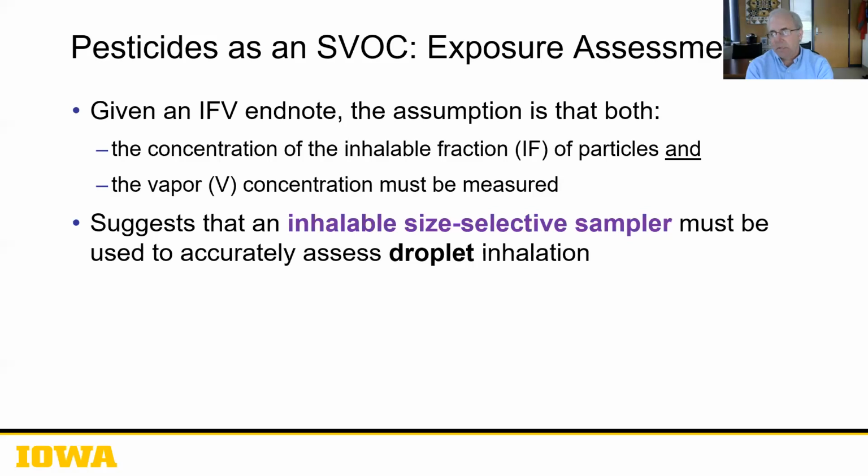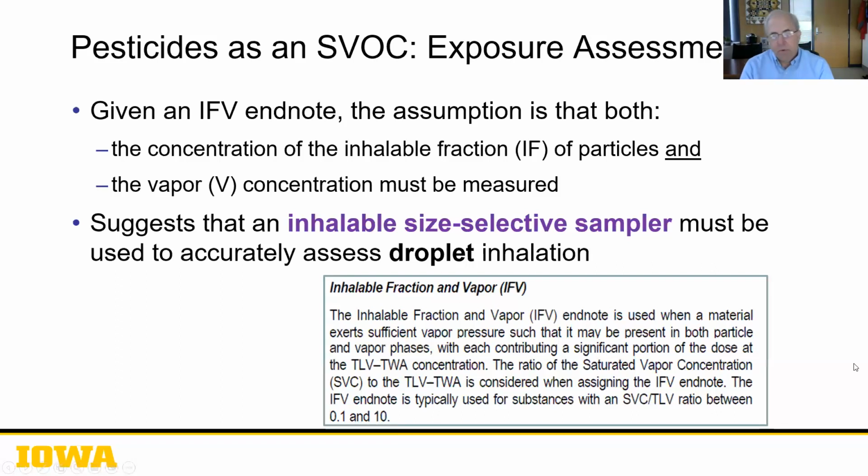They are, in a sense, most easily thought of as all particles that can enter into our mouth and nose, upper airways, and go from there. So by using the term inhalable fraction, this suggests that an inhalable size selective sampler should be used to accurately assess droplet inhalation. Now, I'm saying all this assumption and suggesting because here is the actual wording in the TLV book. I won't go through it all, but it doesn't say anything like, and therefore thou shalt use an inhalable size selective sampler. So that's why it's an assumption at this point, and we have to work from there.